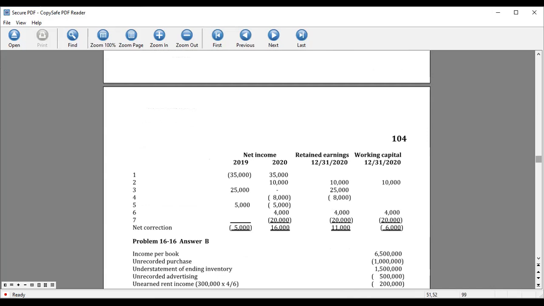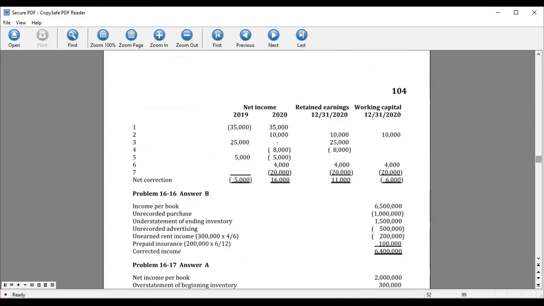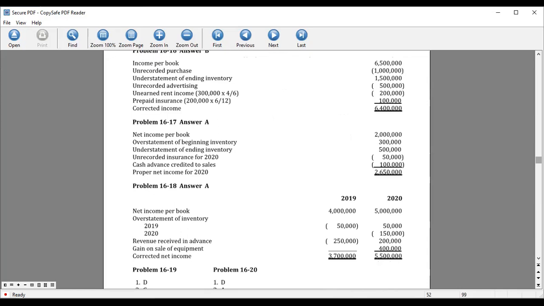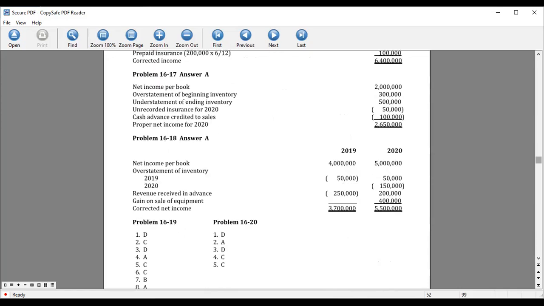That's 16-15, 16-16, and 17 and 18. Now likewise, you have your problem solutions for 16-19 and 20 for the theory part.